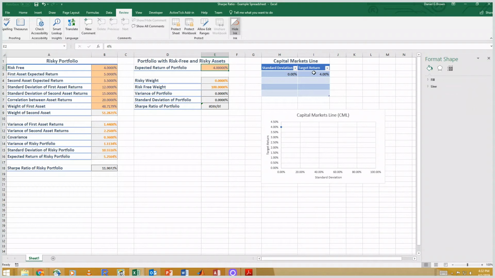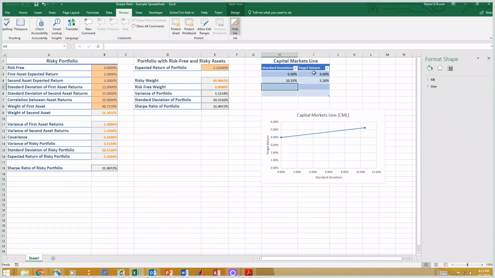Another portfolio that's worth looking at here is the one that has the same return as the risky portfolio. Again, the risky portfolio is the one with the highest Sharpe ratio. And what we find here is that we invest all of our money in the risky portfolio. So when we have a target return of 5.2564%, the standard deviation here is 10.5516. Okay, we have 2 points, so we have a line. Let's find some other points.